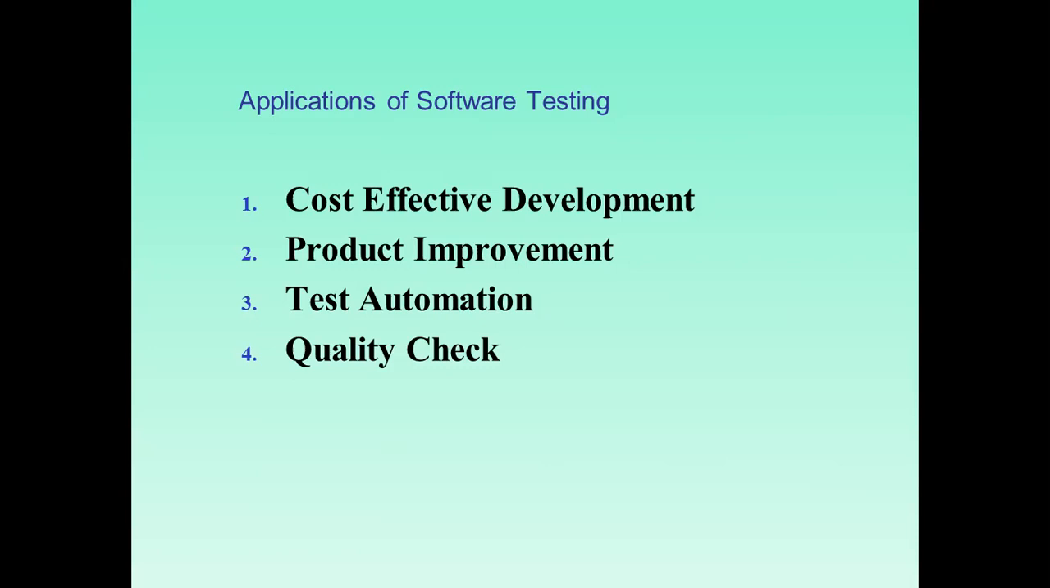Test automation. Another application of software testing is test automation. Again and again, whenever you are improving the quality of the product, you will test the product many times. So the fourth one is the quality check. Here finally we will check the quality again. So these are called the applications of software testing. Whenever we are going to test the software, we must concentrate on such applications.